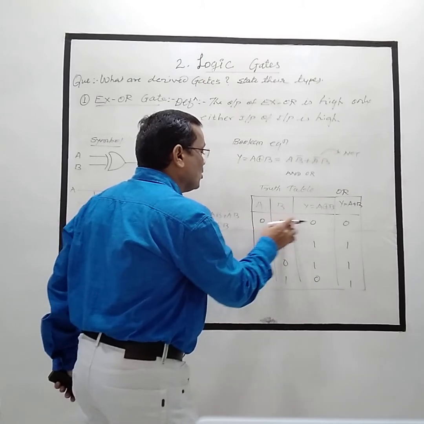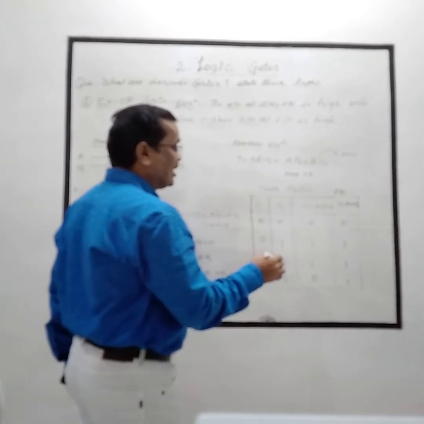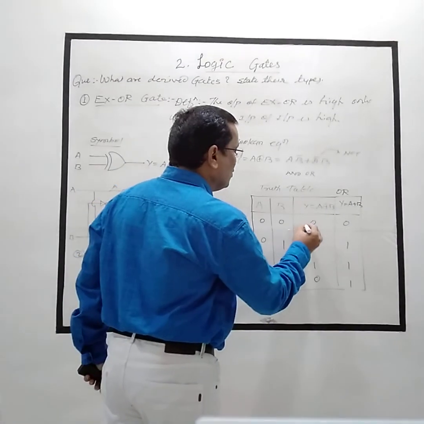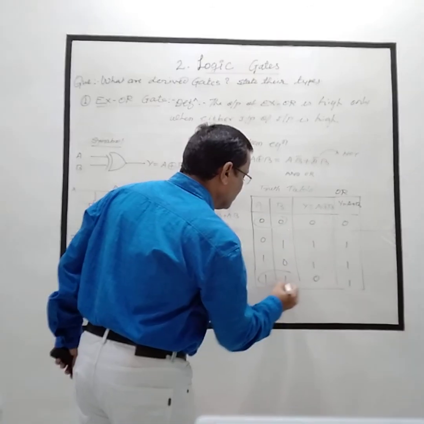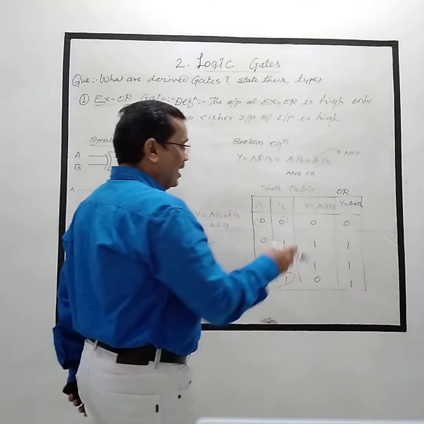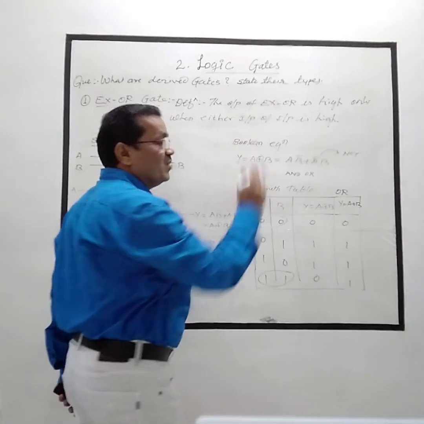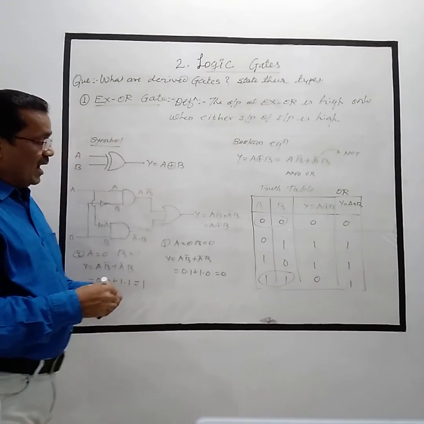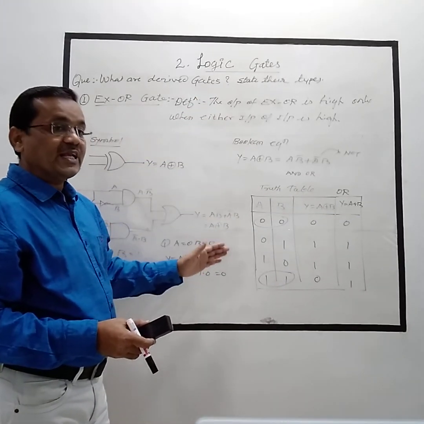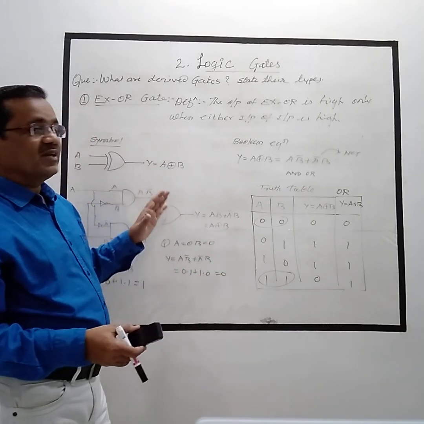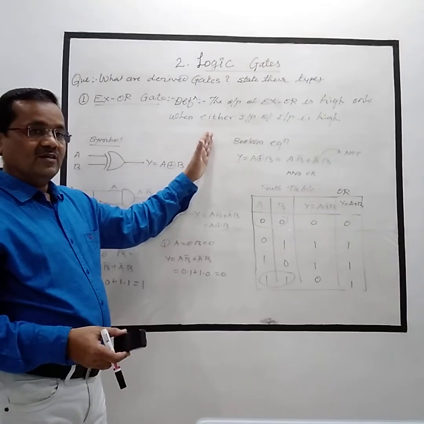Here both the inputs are low, the output is low. Both the inputs are high, the output is low. So this XOR gate excludes these two combinations, and hence the output is high only when either of the inputs is high. So this is the truth table for XOR gate, and in this way we can discuss the derived gates. Thank you.